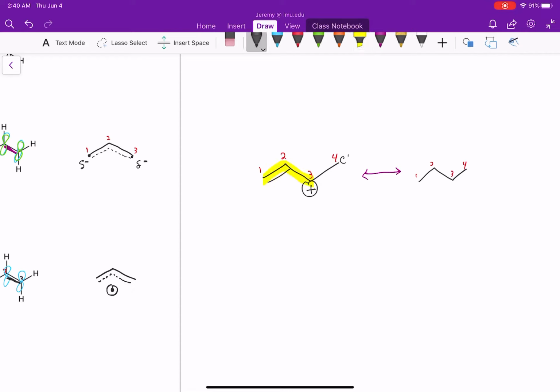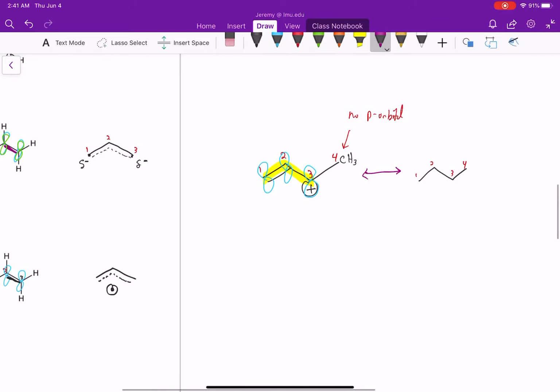Carbon 4 is a methyl. There are no p orbitals here, right? We don't have any p orbitals. So that's not part of our conjugated system, right? 1 and 2 has a pi bond, 2 electrons shared between 2 p orbitals. Carbon 3 is a positive charge that is an empty p orbital, right?